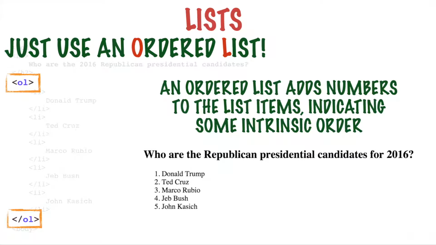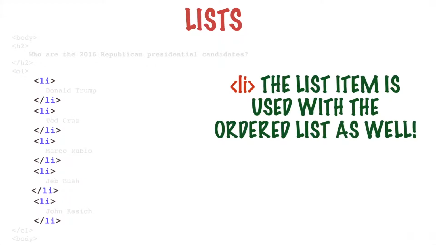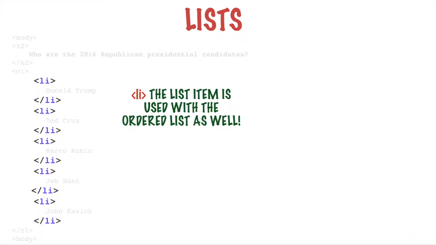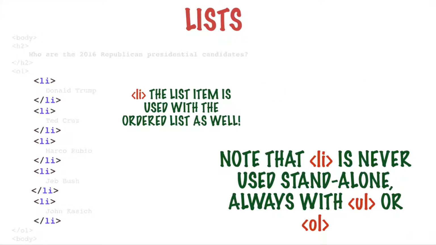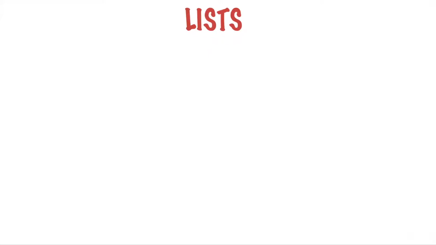Other than that, the elements of the list are specified in exactly the same way by using the li tags, li standing for list element. And this aspect of an ordered list is identical to that of an unordered list. The li works with an ordered list just as easily as it does with an unordered list. Remember, however, that li stands for list element and so by definition needs to be inside a list. It never makes sense to use an li tag when it's not inside a ul or an ol tag.